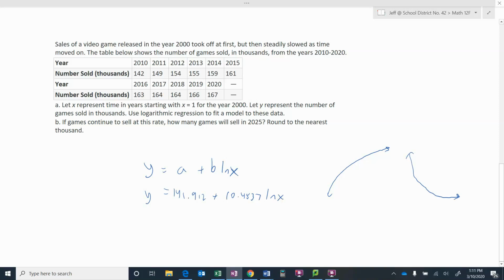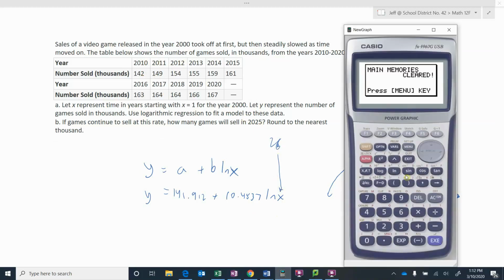So if we were going to do 2025, then since we started at 2010 and that was 1, this would actually be the 26th year. There'd be 26 years because this was 1, 2011 was 2, this was 3, so we're 1 more than the actual number of the year. So I would put 26 in here for x to answer that question.